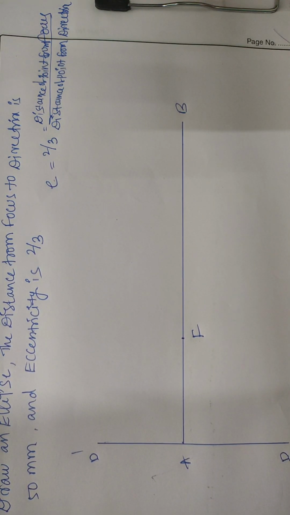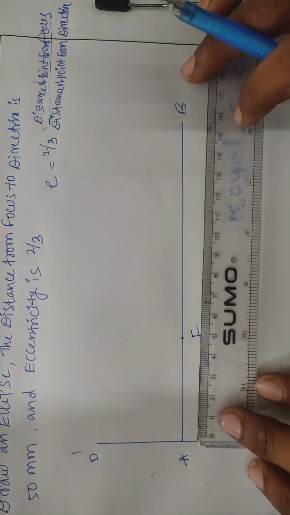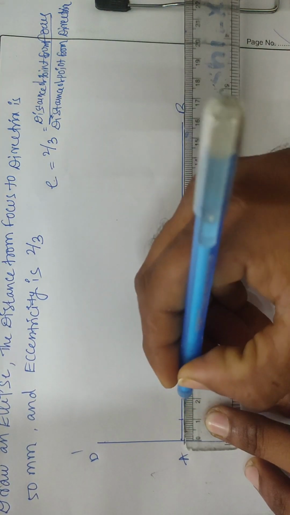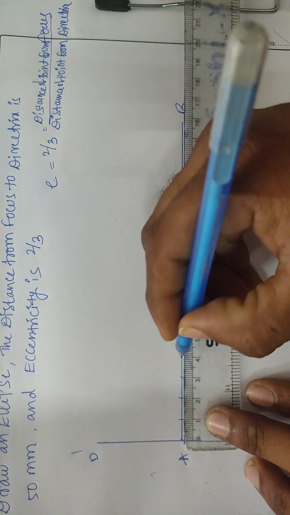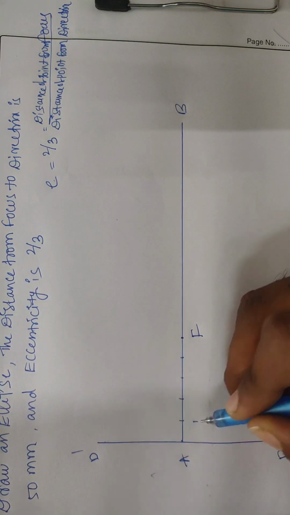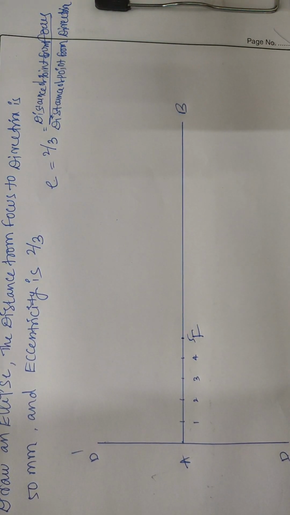Then after, divide this AF distance into 5 equal parts. Here we have 50, each part containing 10. Like this, divide it into 5 equal parts, then give them as 1, 2, 3, 4 and 5.